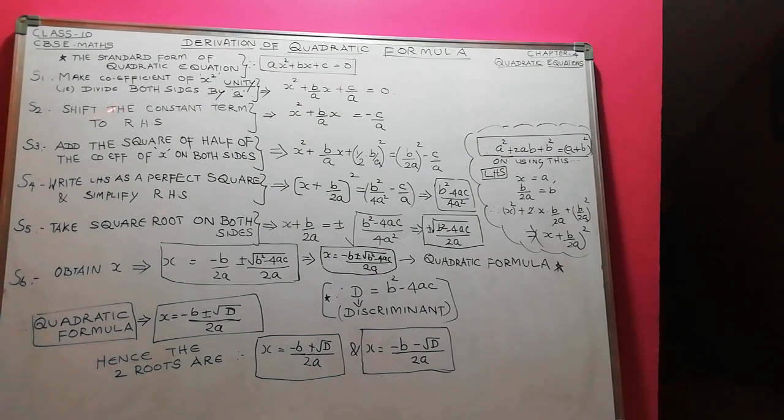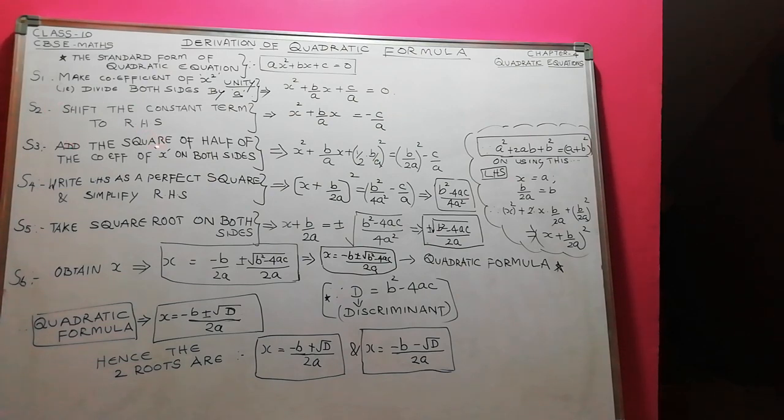Second step, shift the constant term to the right hand side. What is the constant term? C by a. When it is transposed to the right side, it becomes minus c by a. So it becomes x squared plus b by a x equal to minus c by a. So step 2 over.